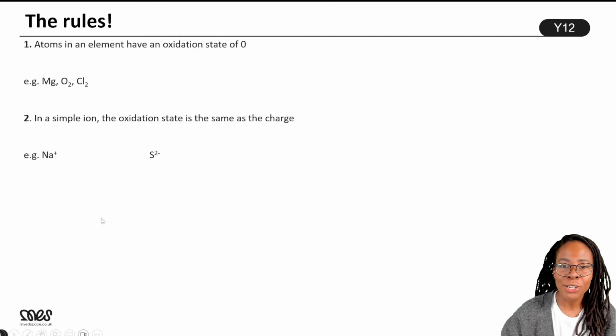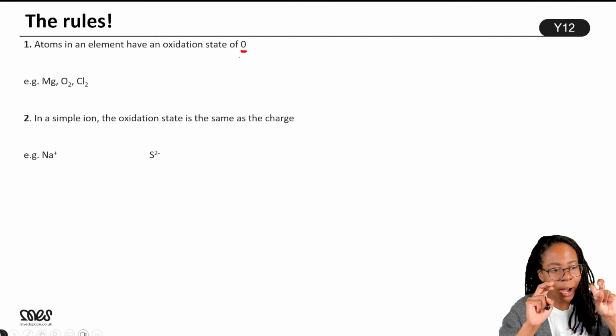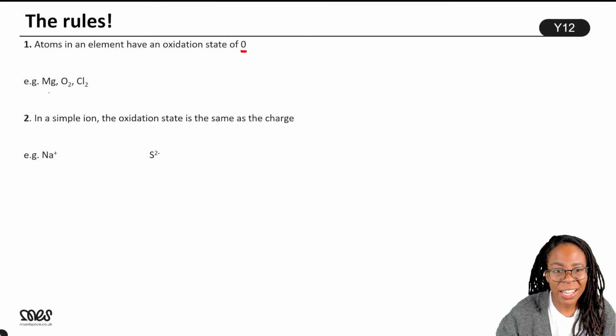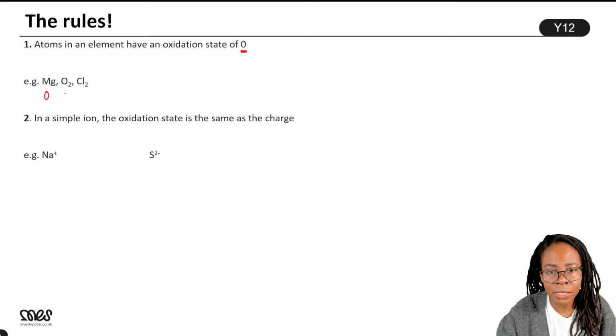Okay, so let's look at the rules for oxidation states. First of all, atoms in an element, so if it's just the element by itself, then the oxidation state has to be 0, because even if the bonds were ionic, if they're both the same element, then they would technically have the same share of electrons. So whether that's a metal or a non-metal and a diatomic molecule even, the oxidation states for all of these are going to be 0.